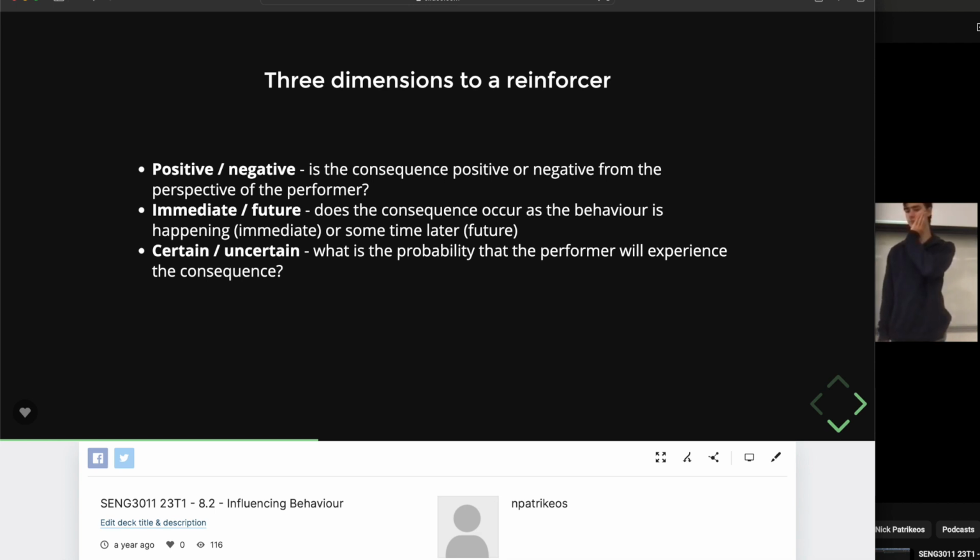I'll try and think of an example of this. The next one is certain or uncertain, which is the probability that it'll actually happen. Like sometimes, maybe you submit an assessment.